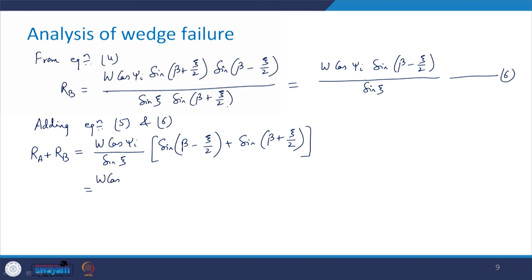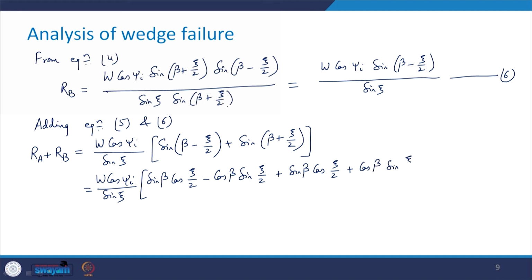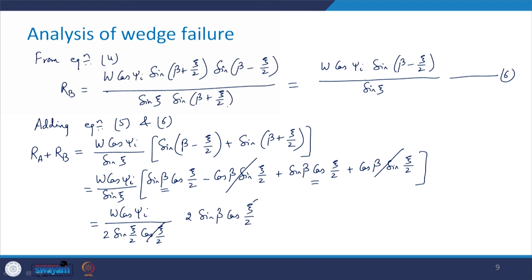this is what I am going to get: W cos psi I by sine of zeta, I will have here as sine beta cos of zeta by 2 minus cos of beta sine zeta by 2 plus sine beta cos zeta by 2 plus cos beta sine zeta by 2. This is what we are going to get. Now, you see this and this term will get cancelled out, and ultimately what you will get is W cos psi I divided by, this can be written as 2 sine zeta by 2 into cos zeta by 2, and here we will have, because these two terms are same, 2 sine beta cos zeta by 2. So, this and this will get cancelled.